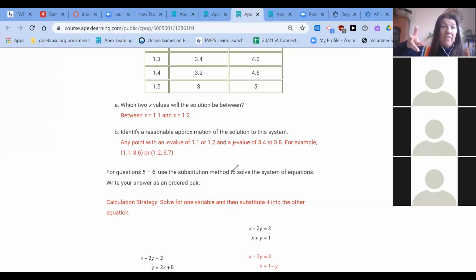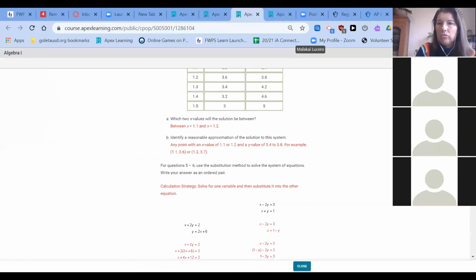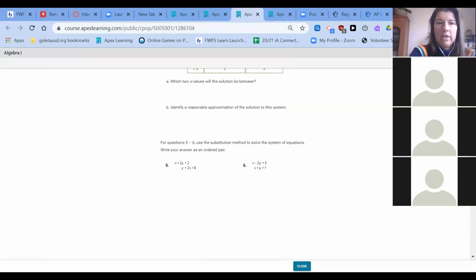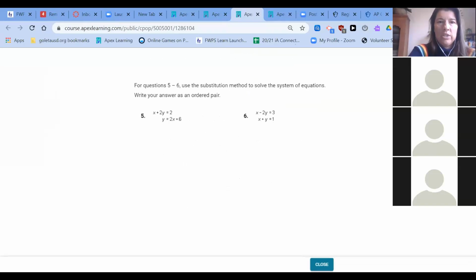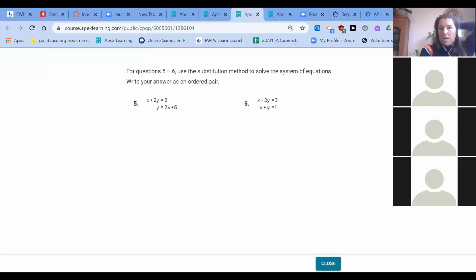Now, if all else fails on that, you could graph it, right? And then see where they intersect. Okay, let's do some algebra. Let's look at some 5 and some 6 here, shall we? All right, you guys have your pencils sharpened.